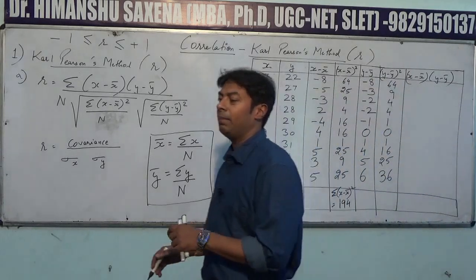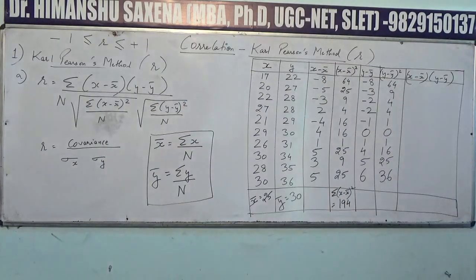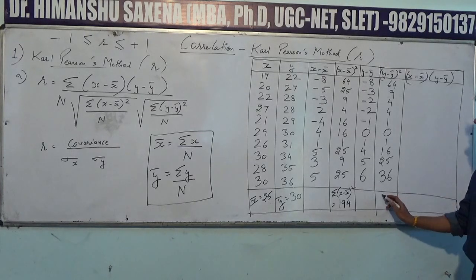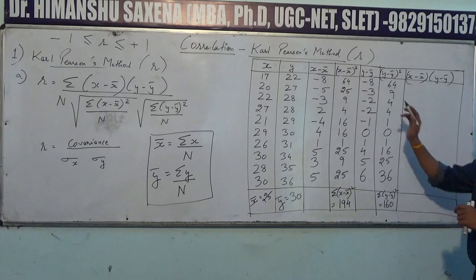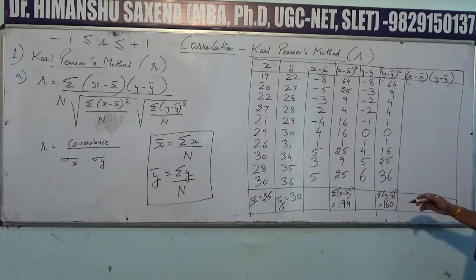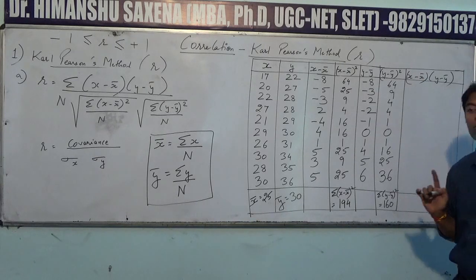Now please add up all the values of this column, y minus y bar whole square, and please tell me what is the answer. So summation y minus y bar whole square is coming out as 160. So we will have to calculate the value of summation of x minus x bar whole square, and summation of y minus y bar whole square.